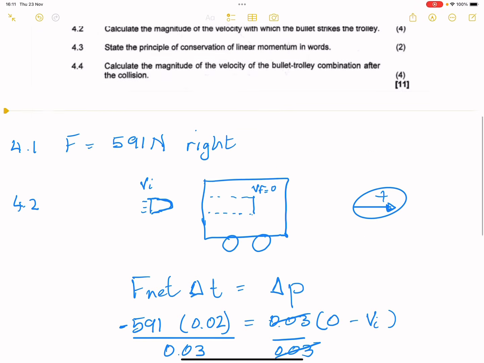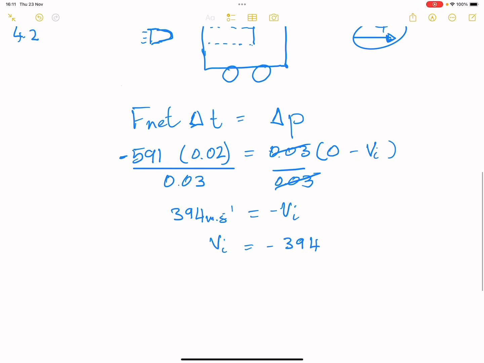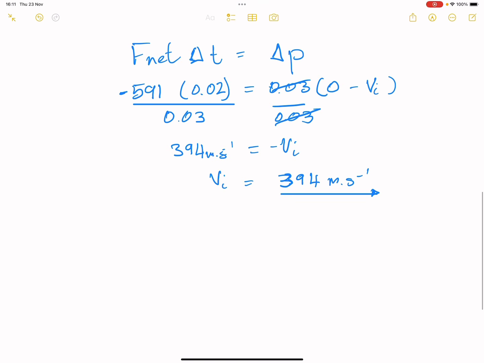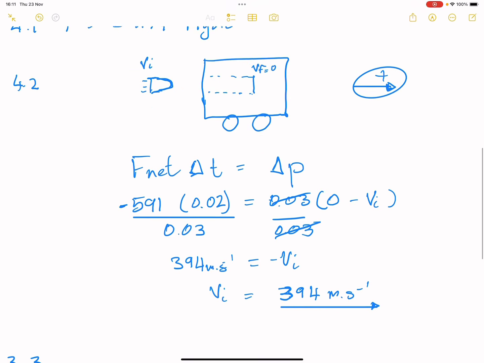Okay, but nonetheless, we're looking for the magnitude of the velocity, so don't worry too much about it. Even if you got this positive or negative, what we care about is the magnitude. So, which means the velocity of the bullet before collision was 394. Look, you've heard me register my misgivings about this question, but nonetheless, it is what it is.